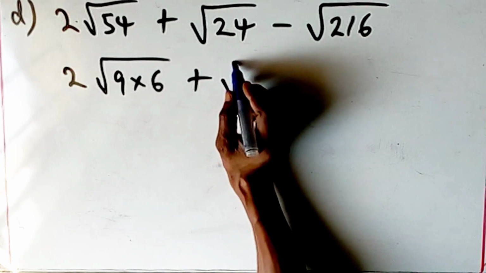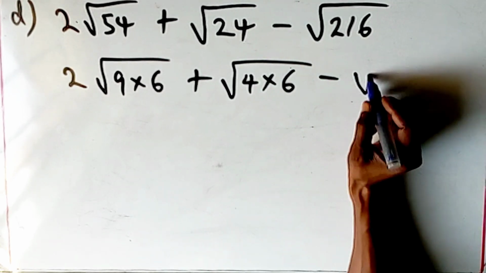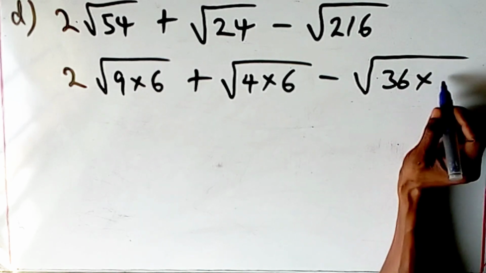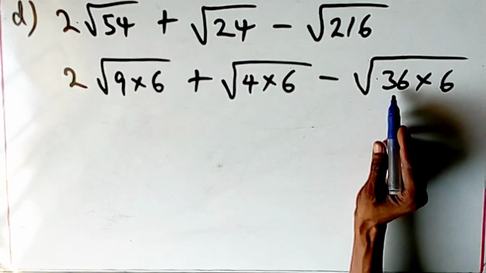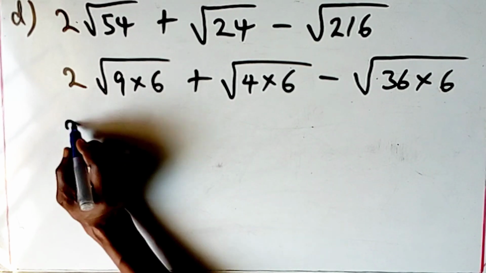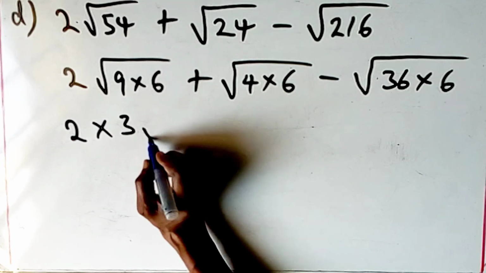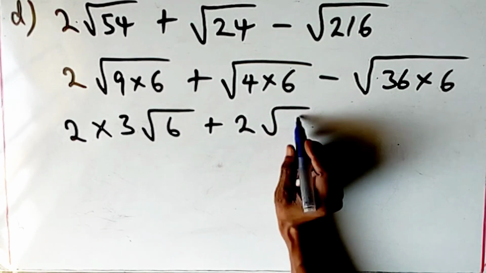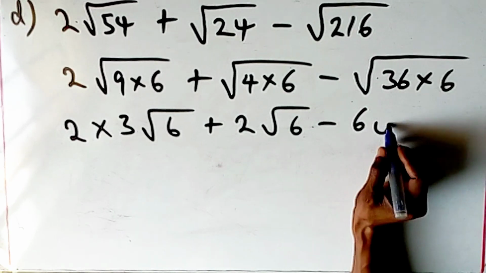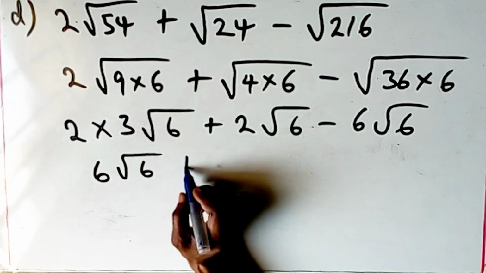So the same thing, you look for two numbers. When you multiply the two numbers, it will give you 54. Remember, one must have a perfect square. You do the same thing for 24 and 216. That is what you can see. So 2 times root 9 will give us 3 root 6, plus square root of 4, that is 2 root 6. Then square root of 36, that is 6 root 6.